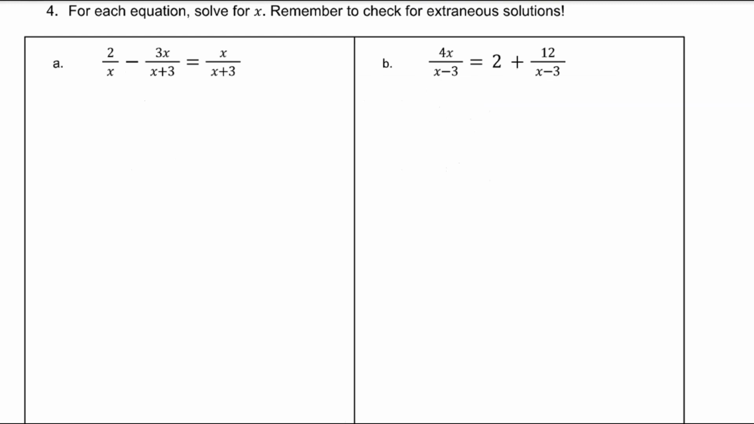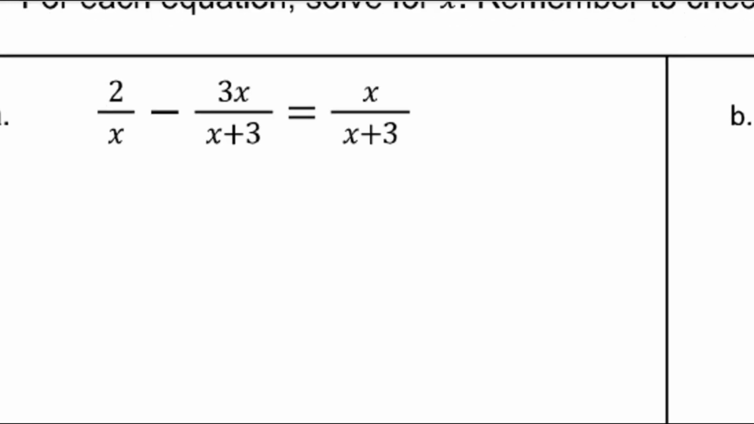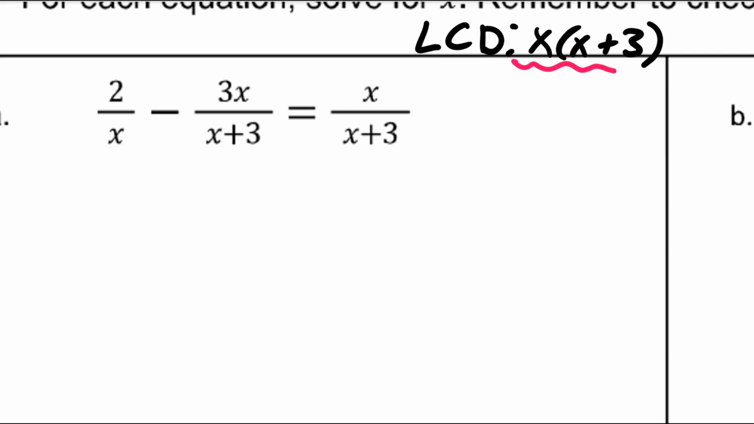Now, for both of these equations, it could be the case that we get extraneous solutions, and it could be the case that we don't. It really just depends on how the numbers work out. So for part A, we still want to identify an LCD, and if you're not sure what it is, a quick trick is to just multiply the denominators that you do see, because I can get all of them to look like x times x plus 3 pretty easily.